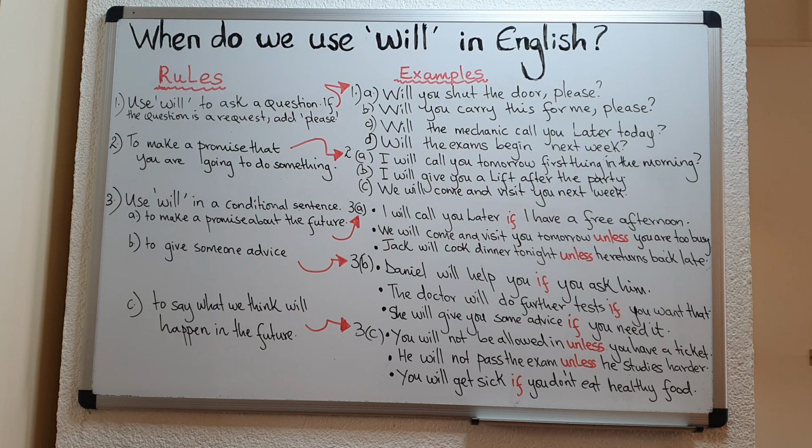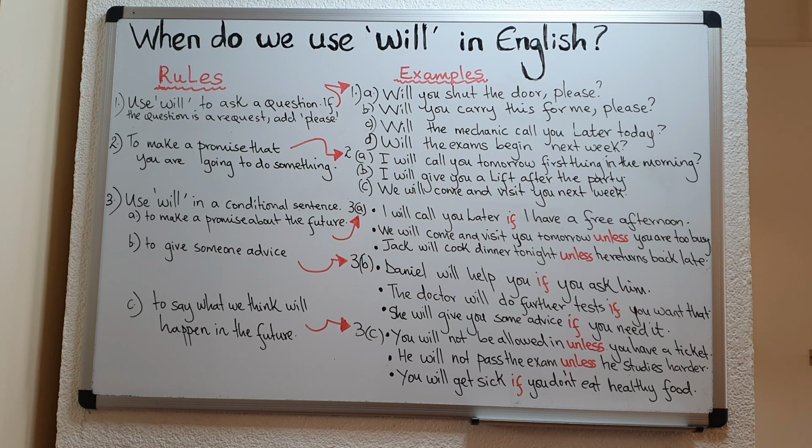And then in the last example, you will get sick if you don't eat healthy food. If you don't eat healthy food, you will get sick. So in that sentence, you're telling somebody that, look, in the future, you will get sick if you don't eat healthy food. So use will in a conditional sentence to say what you think will happen in the future.